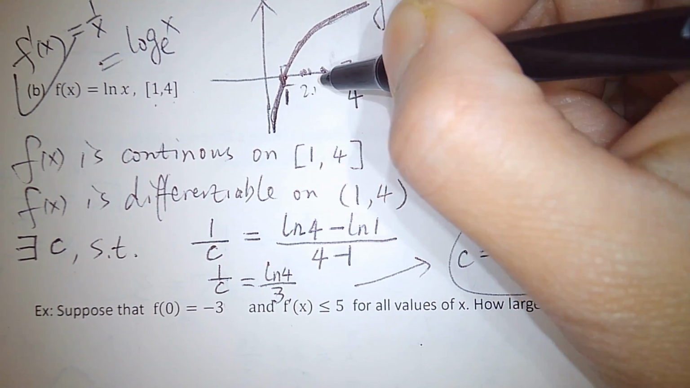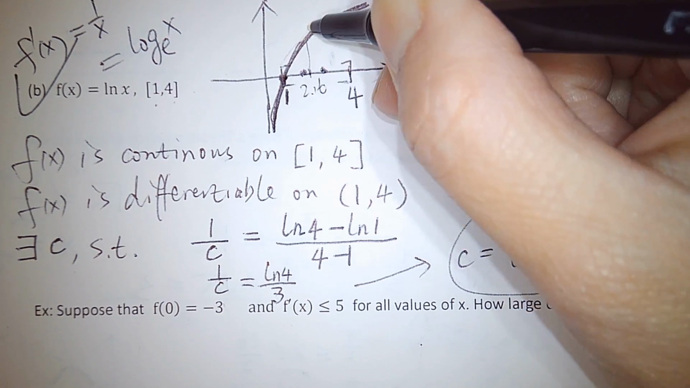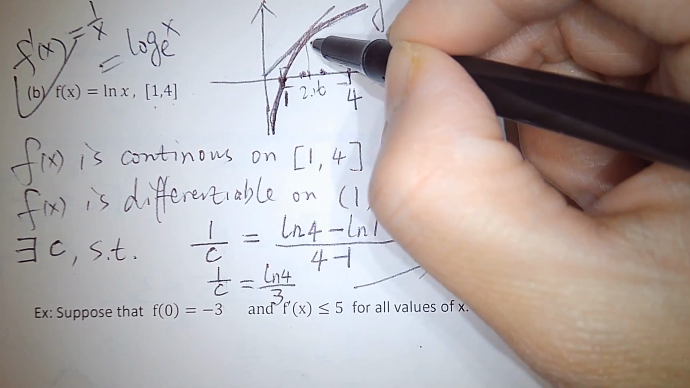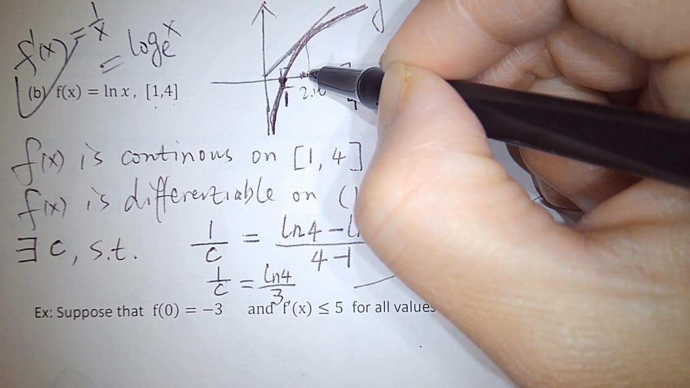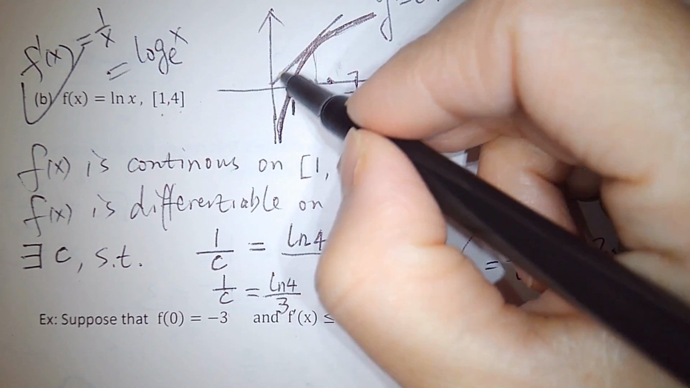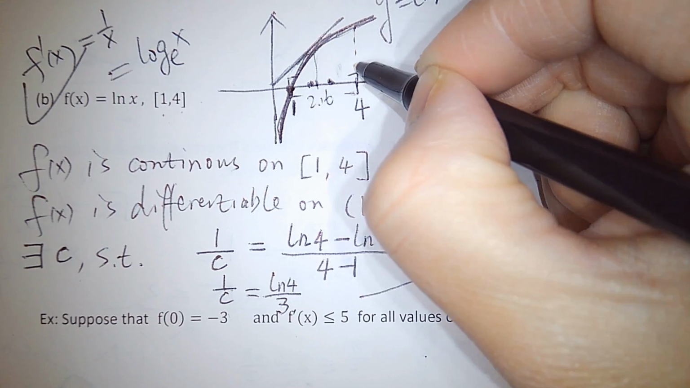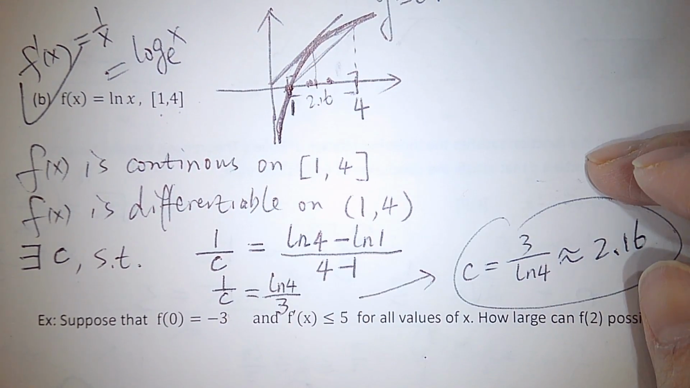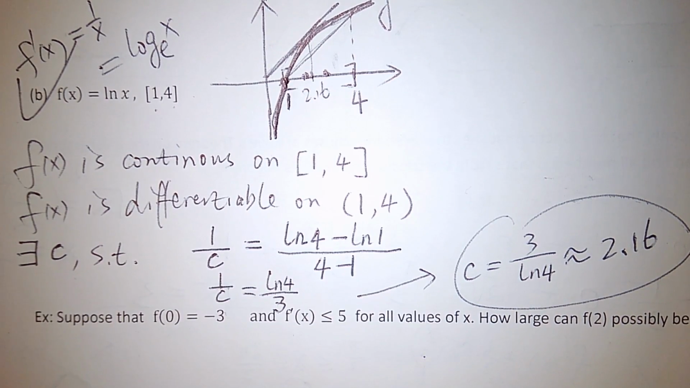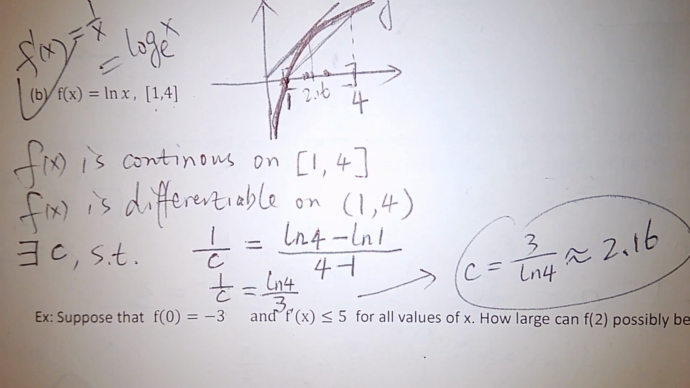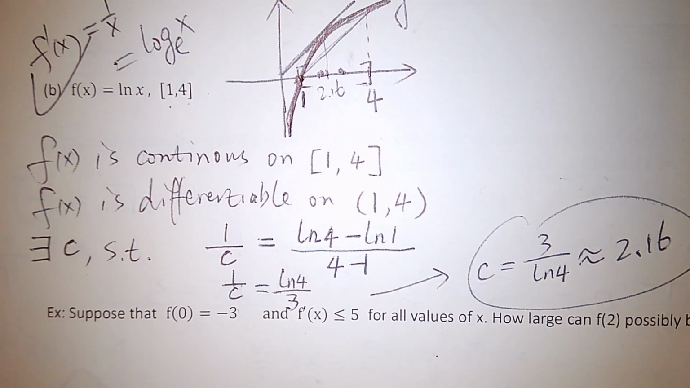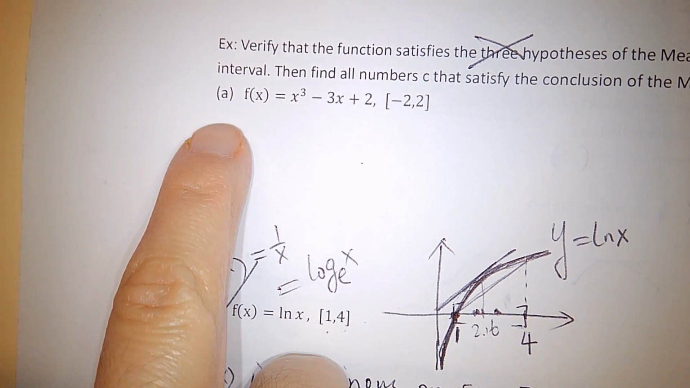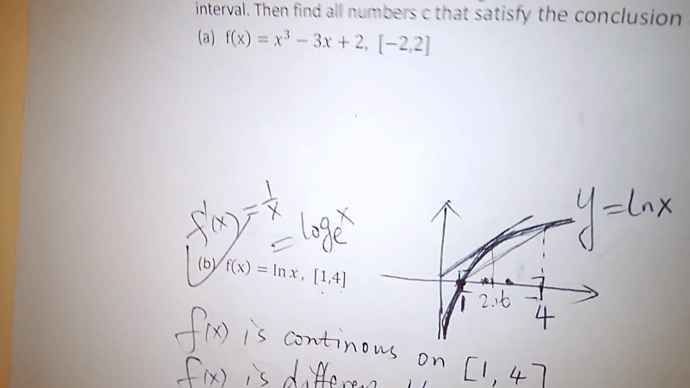So if we draw a tangent line to the curve when x equals 2.16, the slope of this tangent line must equal the slope of this line segment. You see that? Yeah, it is, right? So this is this type of question: verify and then find the c value. I'll let you try this one in your group.